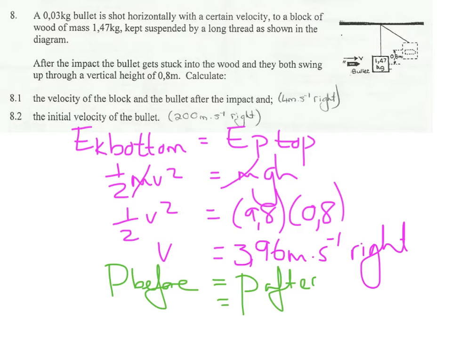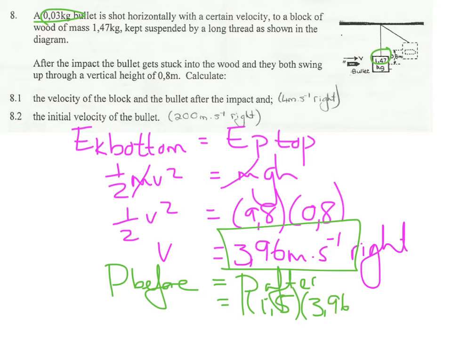And after the collision, I've got their combined mass, which is 1,47 plus 0,03, and that turns out to be 1,5 multiplied by their velocity together, which is 3,96. And my momentum before the collision, the block was still, so I only have to care about the bullet, 0,03 multiplied by some or other velocity that I do not know.